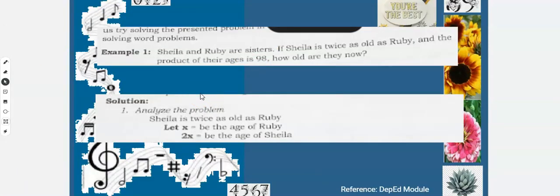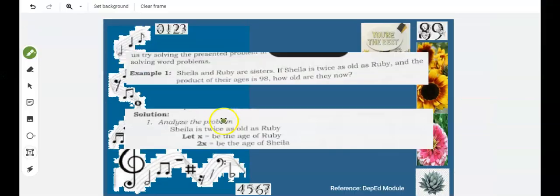Alright, so after analyzing the problem to identify the given ask, magrepresentation na ta. Atong i-represent ang unknown with letters and variables. So, balik ta sa atong first given. Sheila is twice as old as Ruby. So, gamiton tani nga statement in words para sa representation na step.